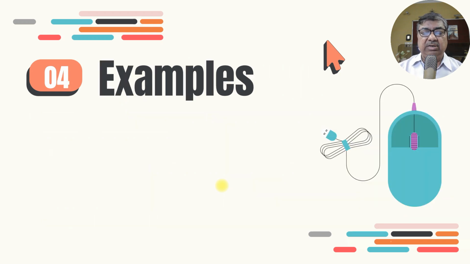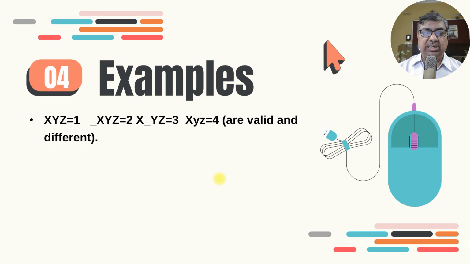Now we'll write certain examples. You can see that capital XYZ is equal to 1, so XYZ is an identifier. It is a valid identifier. Underscore can be there in the beginning, so underscore XYZ is also allowed. X underscore YZ underscore can be there anywhere, it is allowed. Capital X, small y, Z is allowed.